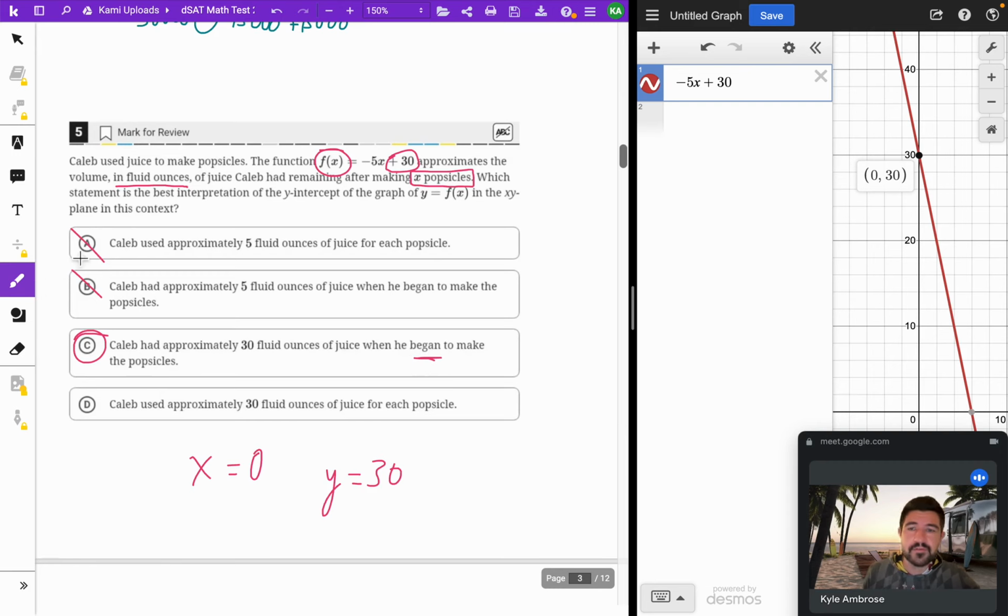How many ounces does Caleb use for each popsicle? This is just a little bit extra. It's this slope here, -5, the number in front of x. It goes down by 5 every time, because every time he makes a popsicle, he must use 5 fluid ounces. That's what that means.